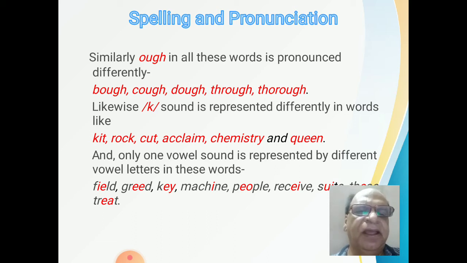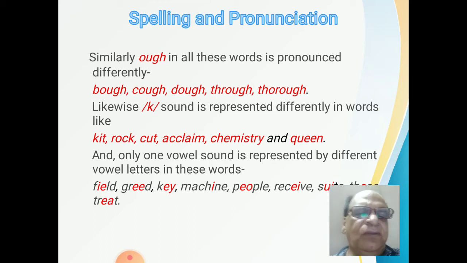Can you see that? Similarly, K sound is represented differently in the words given here. Kit, represented by K. Rock, this word C and K carries the sound K together. Cut, only one C will represent K sound. Acclaim, one C followed by another C, but the sound is one, K sound. Chemistry, CH becomes K. And queen is again K.